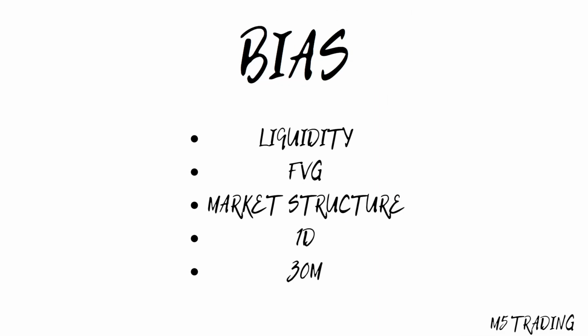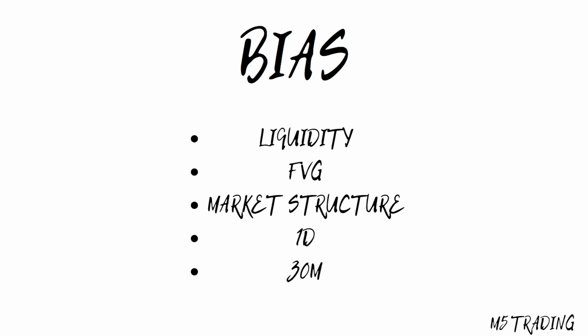Now let's talk about bias. As I said, bias is your opinion and its argumentation. How can you argue your opinion with arguments? In our case, arguments are instruments. So we have liquidity, fair value gaps, market structure, order flow, and so on, and so on.